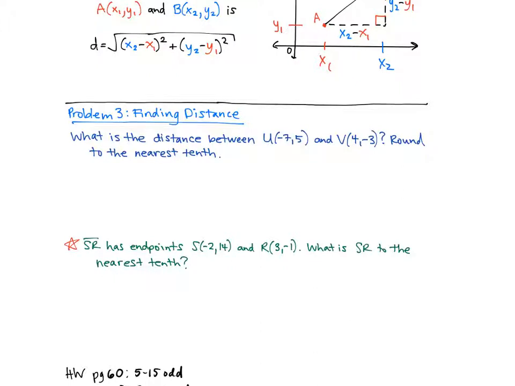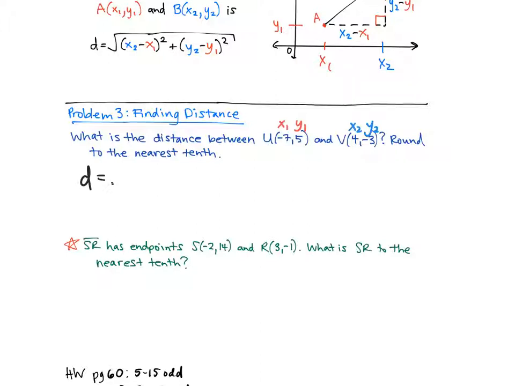I think the best way to do this is to first label them. So let's call u my point 1. So this is my x1 and this is my y1. And then for v, this is going to be my x2 and my y2. That way it'll be easier to plug into the formula.